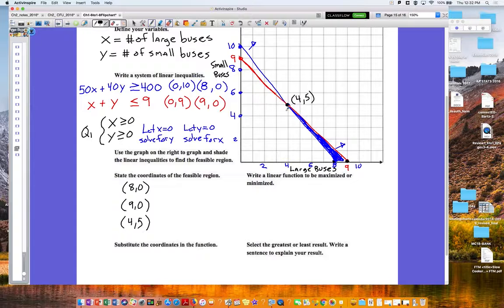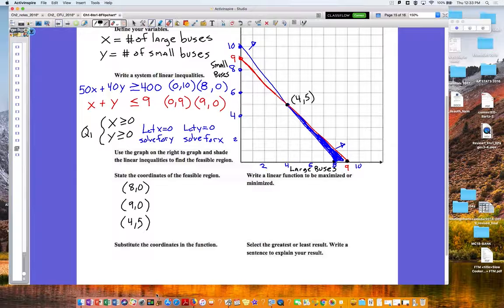Since this is where the blue and red line are intersecting, I just want to double check, okay? 4, so I plug it in here. 50 times 4 is 200. 40 times 5 is 200. 200, 200 make 400. And 4 plus 5 does equal 9. So I know that that intersection point is pretty good.